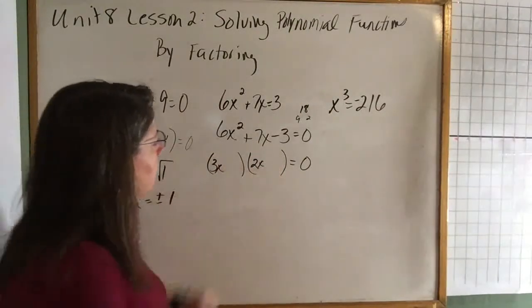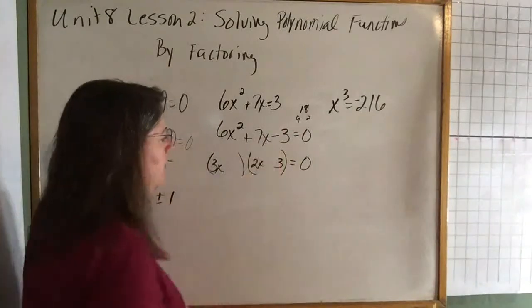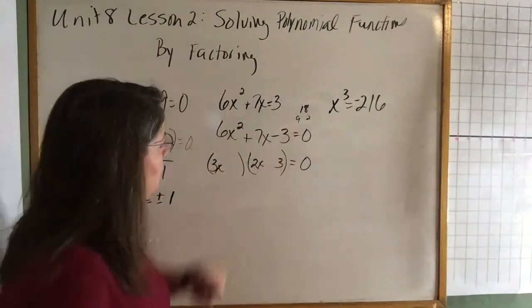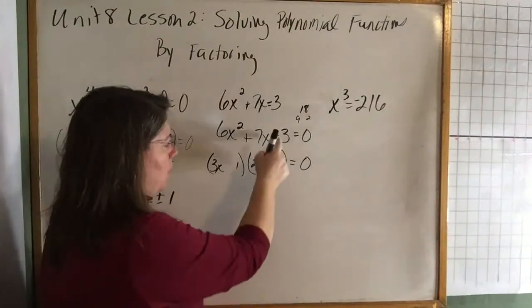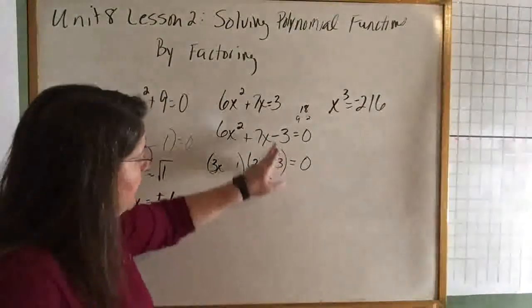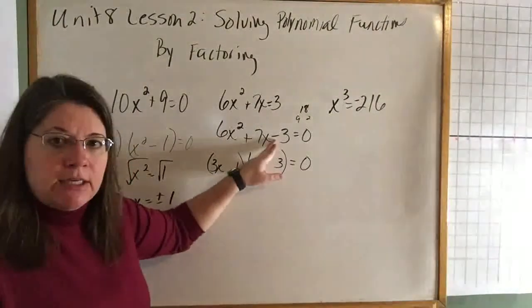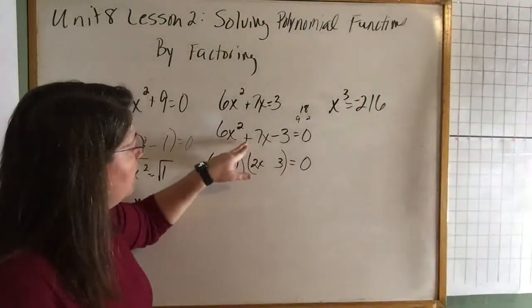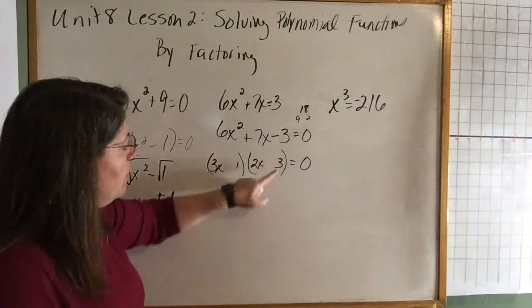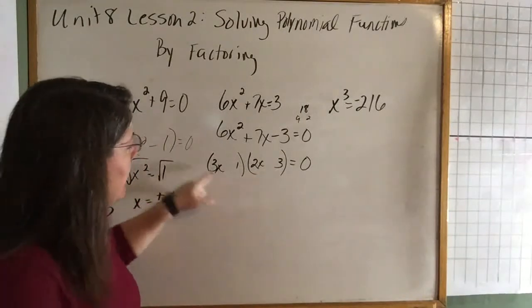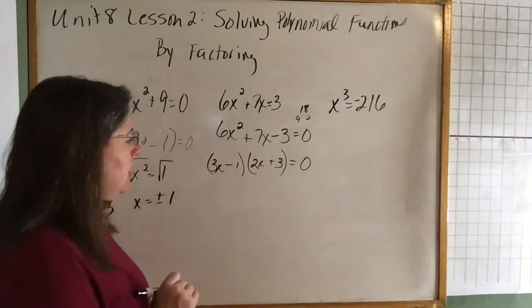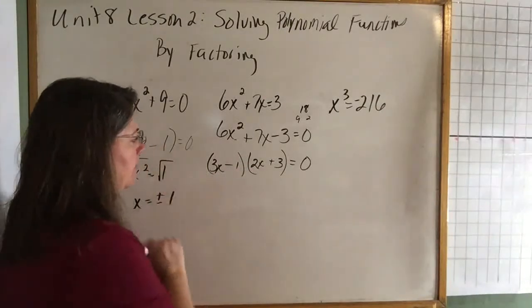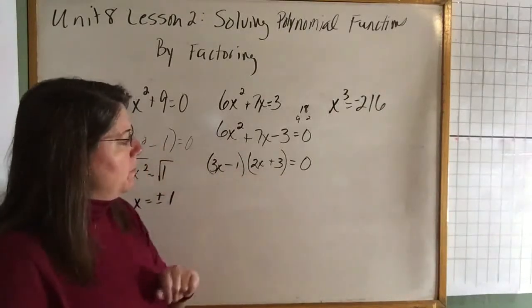3 times what gives me the 9? That would be 3. 2 times what gives me 2? That would be 1. And then I need to double check, is 1 times 3 equal to 3? It is. This minus tells us the signs are different. And the plus goes with the 9, the bigger number. So 3 times 3 is 9. So my plus goes right there, my minus right here. And I end up with 3x minus 1 times 2x plus 3 equals 0.